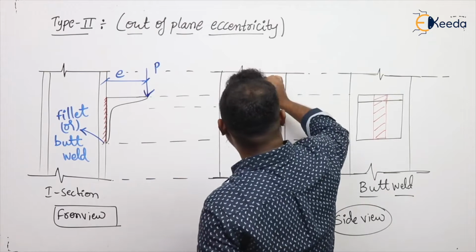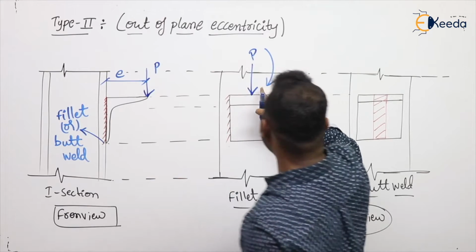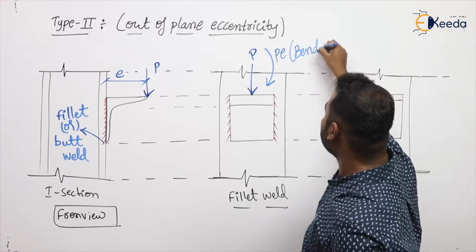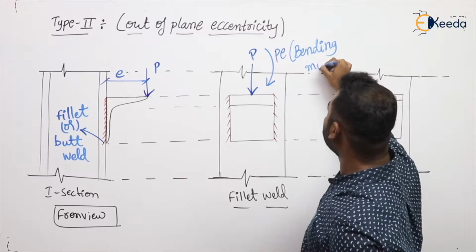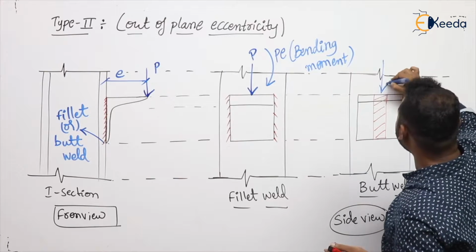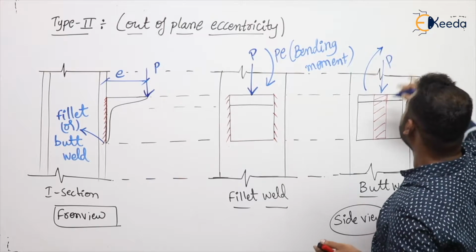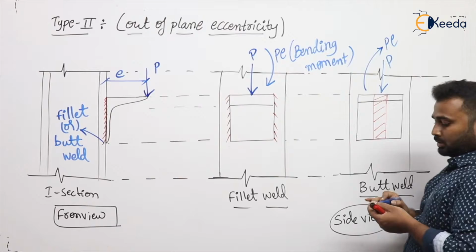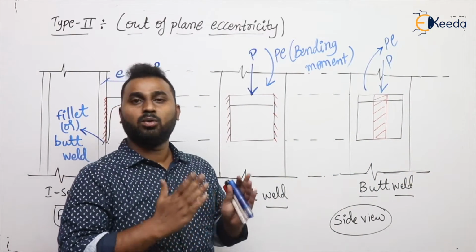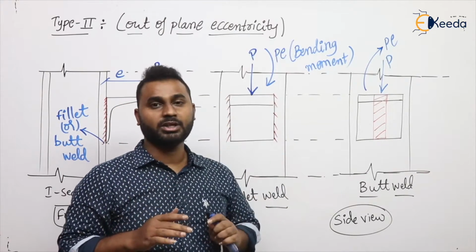Before that, convert that eccentric load into concentric. If you convert eccentric load into concentric load, this concentric load is accompanied with a moment. That moment is nothing but bending moment, right? Bending moment. Here is the same case. Is that clear? As I mentioned earlier, whatever effects the bolts are subjected to because of this type of connection, the same effects the weld is also subjected to, with only one difference.